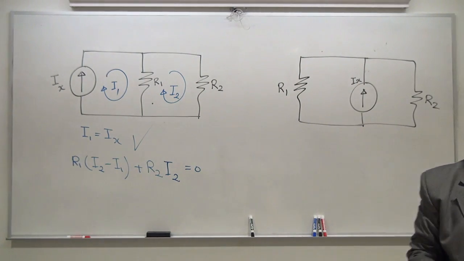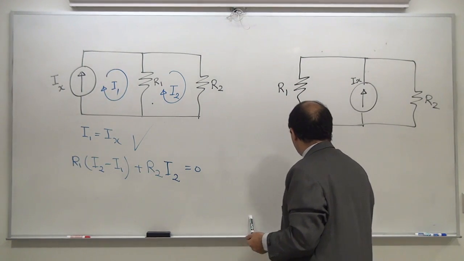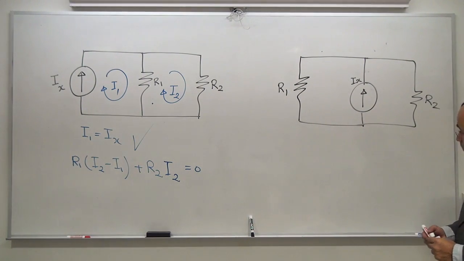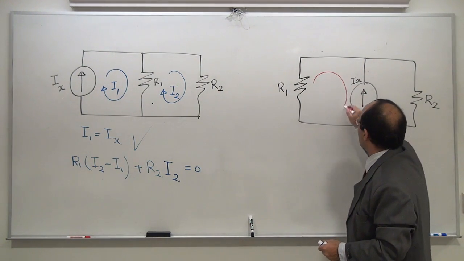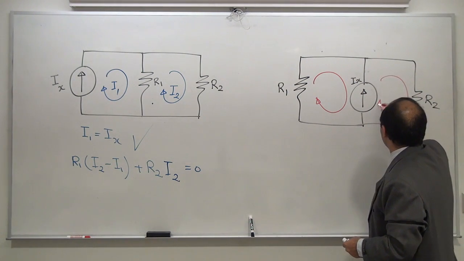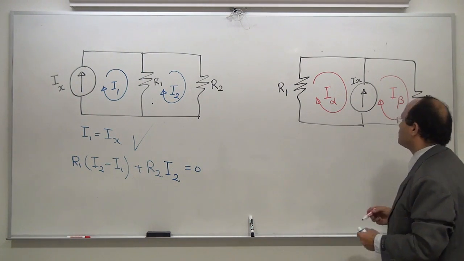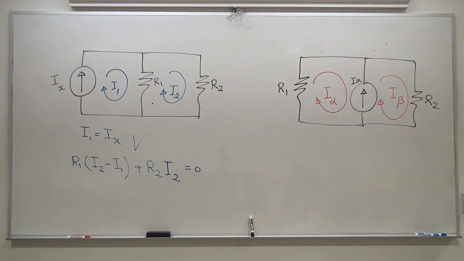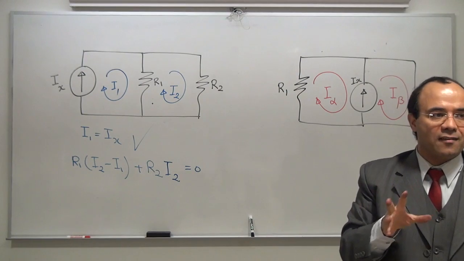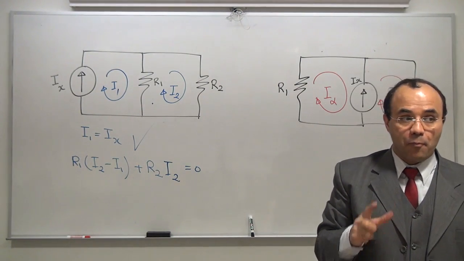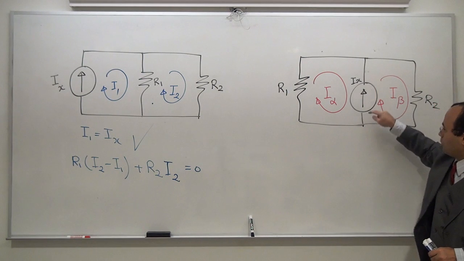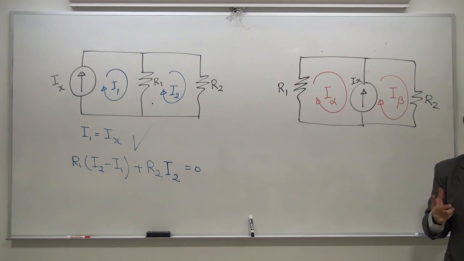But let's see what kind of challenge I'm going to see when I want to solve this using mesh. This one, this one. I'm going to call this I alpha, and this I beta. How do you say Ix is? In order for you to write the KVL law, you have two options. One option is to utilize the understanding we just did, but by introducing a new variable. The other option would be to do the supermesh.